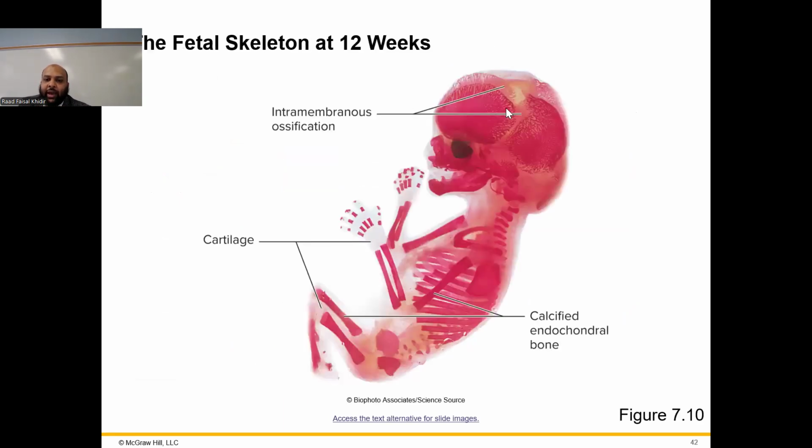You see, intramembranous ossification happens in the skull, while endochondral ossification happens elsewhere, like in the clavicle and the femur.